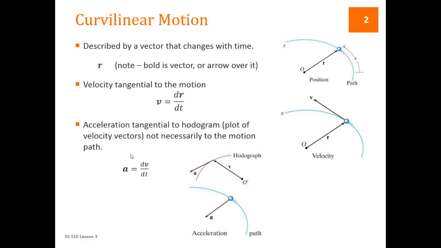The direction of the acceleration, however, is tangential to the velocity curve. If you were to plot the velocity curve as in this pink line, then the acceleration would always be tangential to that. That doesn't mean that it's tangential to the position curve, right? So relative to the position curve, the acceleration could be at any angle.